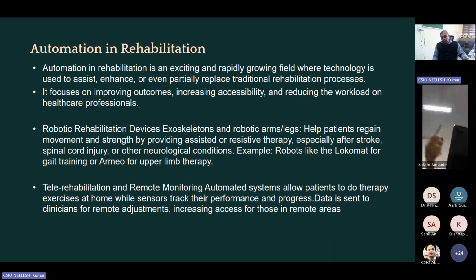Because of the automation, you can increase the accessibility and reduce the workload again on health. And one more combination here is the use of robotic rehabilitation devices.